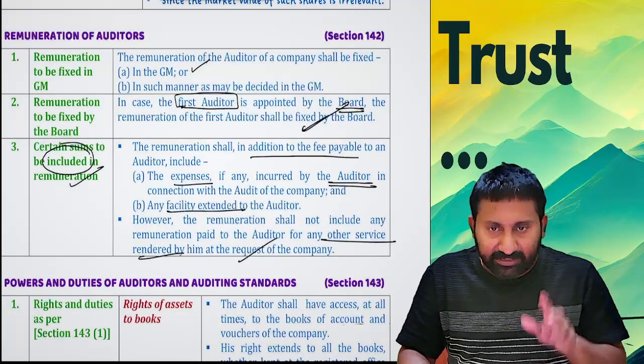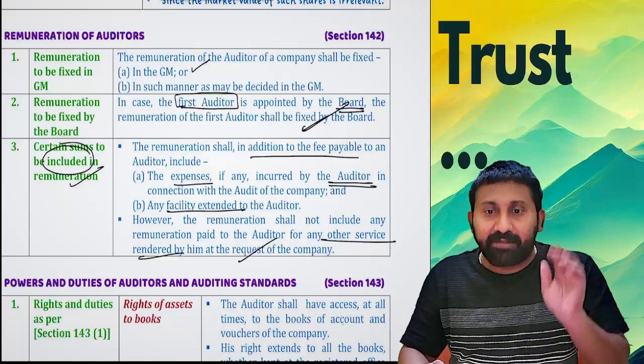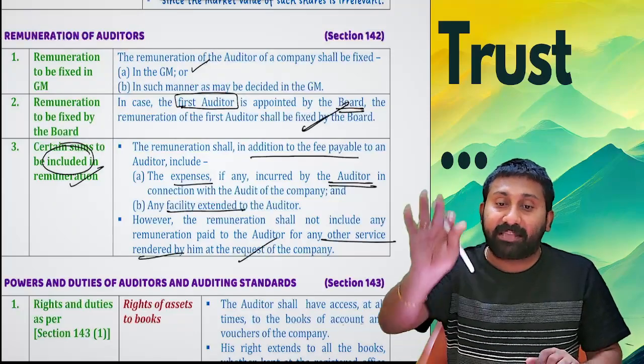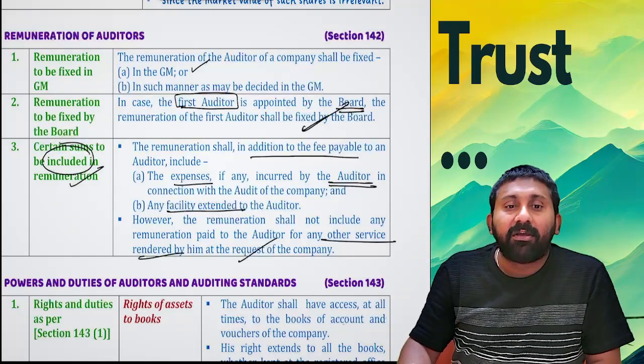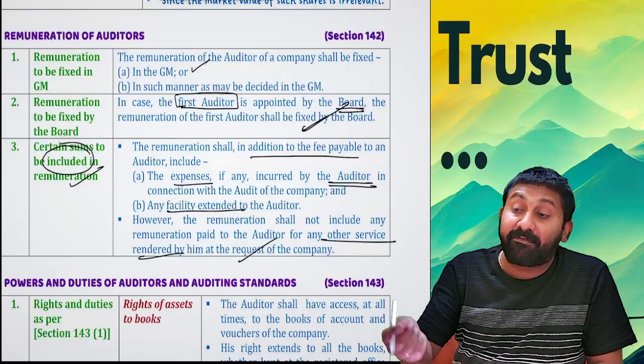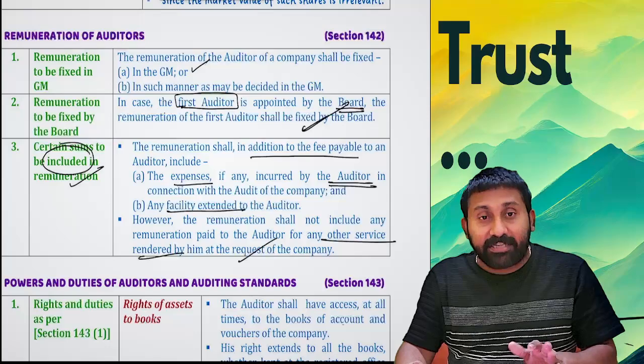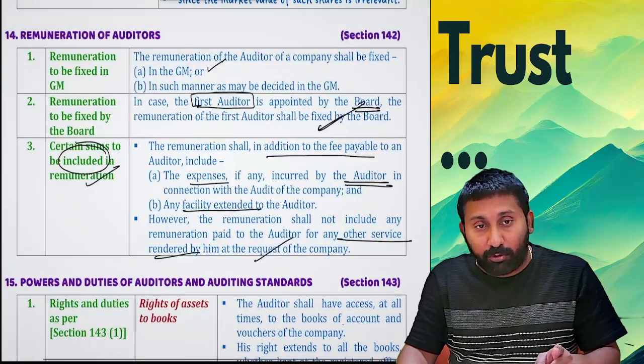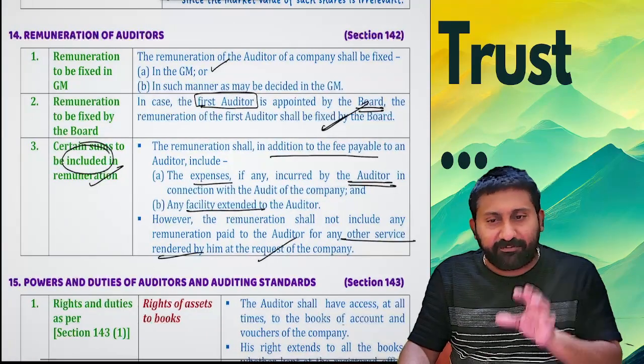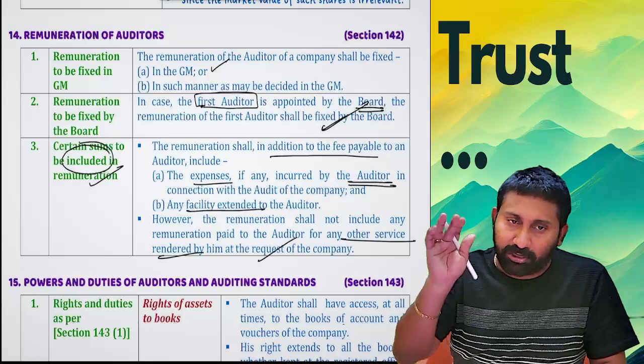CG will fix, C and AG will fix, and the general meeting will fix in case of any auditor other than a government auditor. The general meeting will fix, or the general meeting will fix the manner in which it has to be paid. Next, in case of the first auditor, who is appointed by the board, the board only will decide the remuneration for that limited period till the conclusion of the first AGM.